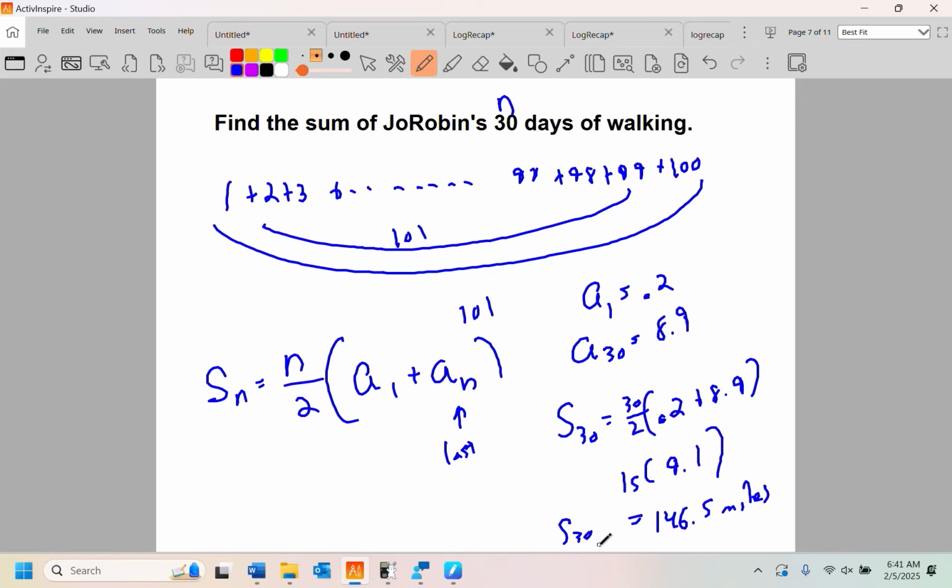Double check that real quick. You got 90 and 45, 135. That's not right. That's why I double check sometimes. 136.5 miles.